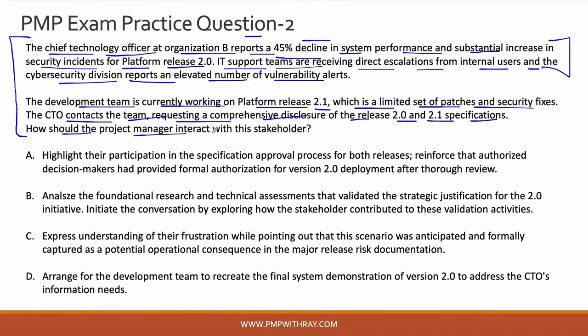How should the project manager interact with this stakeholder, which is the CTO? Let's look at the options one by one. Option A. Highlight their participation in the specification approval process for both the releases. Okay, it's good. You can do that.